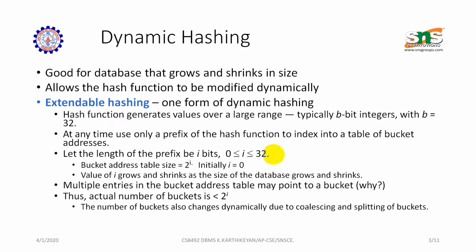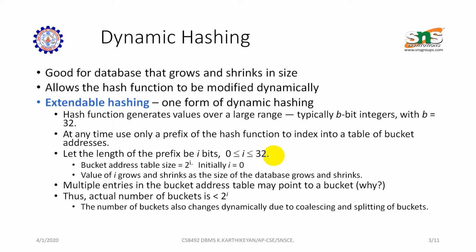The hash function generates values over a large range, typically b-bit integers with b equal to 32. At any time, use only a prefix of the hash value to index into the table of bucket addresses. Let the length of the prefix be i, where 0 <= i <= 32. The bucket address table size is 2^i, and initially i equals 0. The value of i grows and shrinks as the size of the database grows and shrinks.